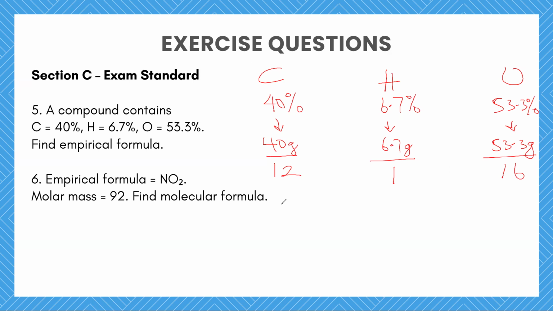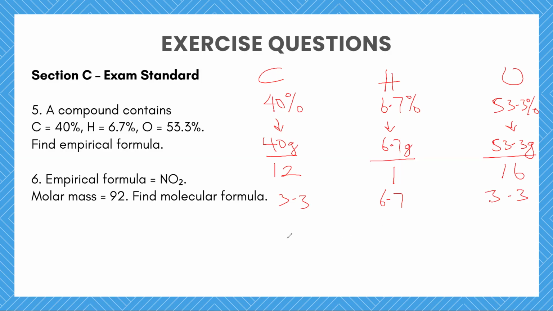So let's go ahead and do that individually. 40 divided by 12 gives us 3.3. And 6.7 divided by 1 gives us 6.7. And 53.3 divided by 16 gives us 3.3 as well.